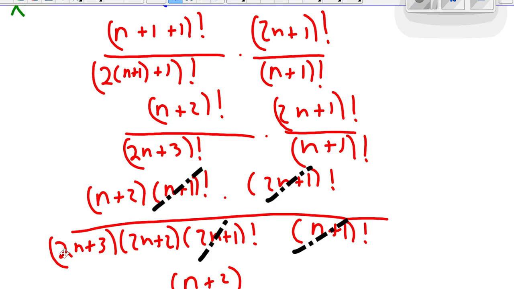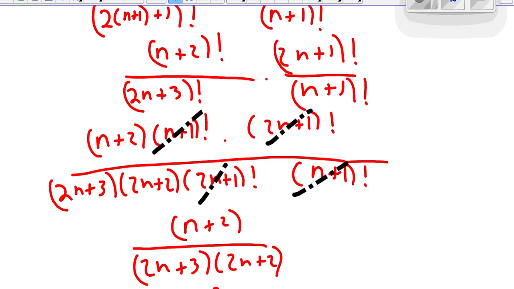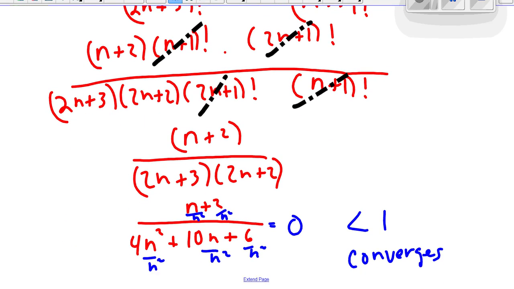Okay, on the bottom, it's 2n plus 3 times 2n plus 2 times 2n plus 1. This one I'm just going to keep original, and I'm going to keep this one original. So why do I do that? Well, because I know the n plus 1 factorial will cancel out that n plus 1 factorial, and the 2n plus 1 factorial will cancel that one out here. So I'm left with n plus 2 divided by 2n plus 3 times 2n plus 2.